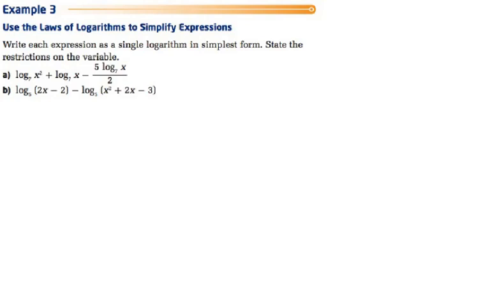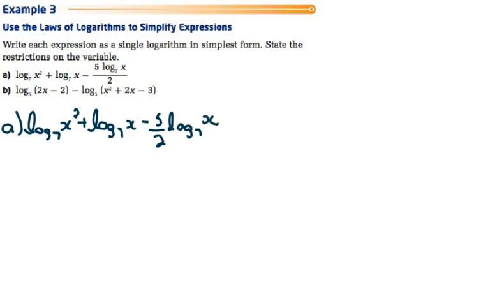Example 3 is like example 2. We have multiple logs that we're going to condense into one. Before we actually do anything, I'm going to rewrite it a bit just so it's a little less confusing. We'll still have log base 7 of x squared plus log base 7 of x. But instead of writing that as a fraction like so, I'm going to pull the 5 over 2 out.